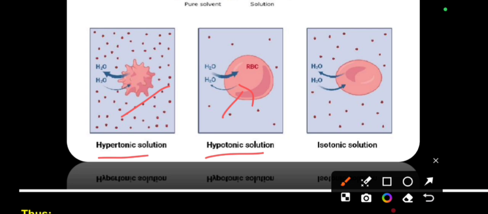So actually for a 1 mark question they are asking, what is the net movement of water in hypertonic solution? You will say from in to out, inside to outside. In hypotonic, from outside to inside. In isotonic, there is no net flow of water; in both directions it will move equally.